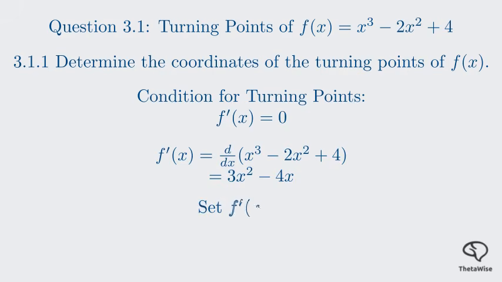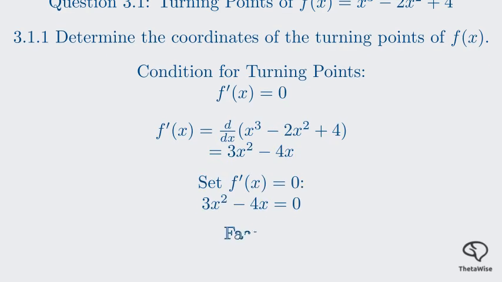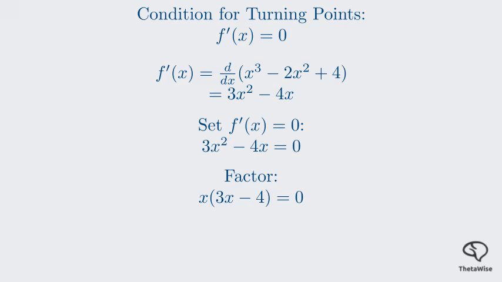The equation is 3x squared minus 4x equals 0. We can solve this by factoring out a common factor of x. This gives us x times the quantity 3x minus 4 equals 0. For this product to be 0, one of the factors must be 0. So we have two possible x-coordinates for our turning points. x equals 0, or x equals 4 over 3.